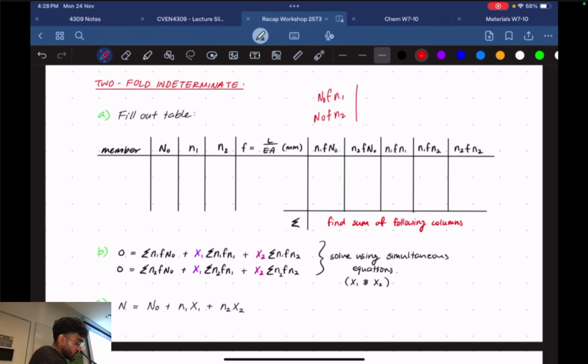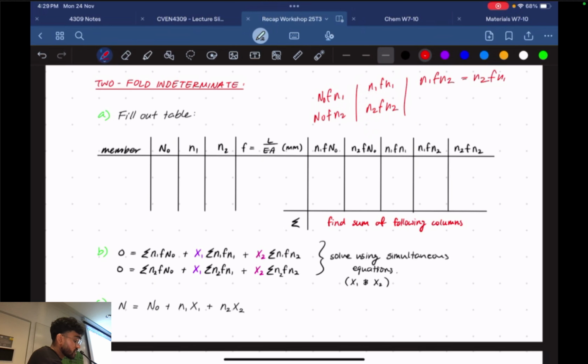Then, if I'm analyzing the redundant structure repeatedly, so N1, N2. N1 stands for the axial forces for your first redundant, N2 stands for your second redundant. And then you're going to have a combination, N1F, N2, which is equal to N2F, N1.